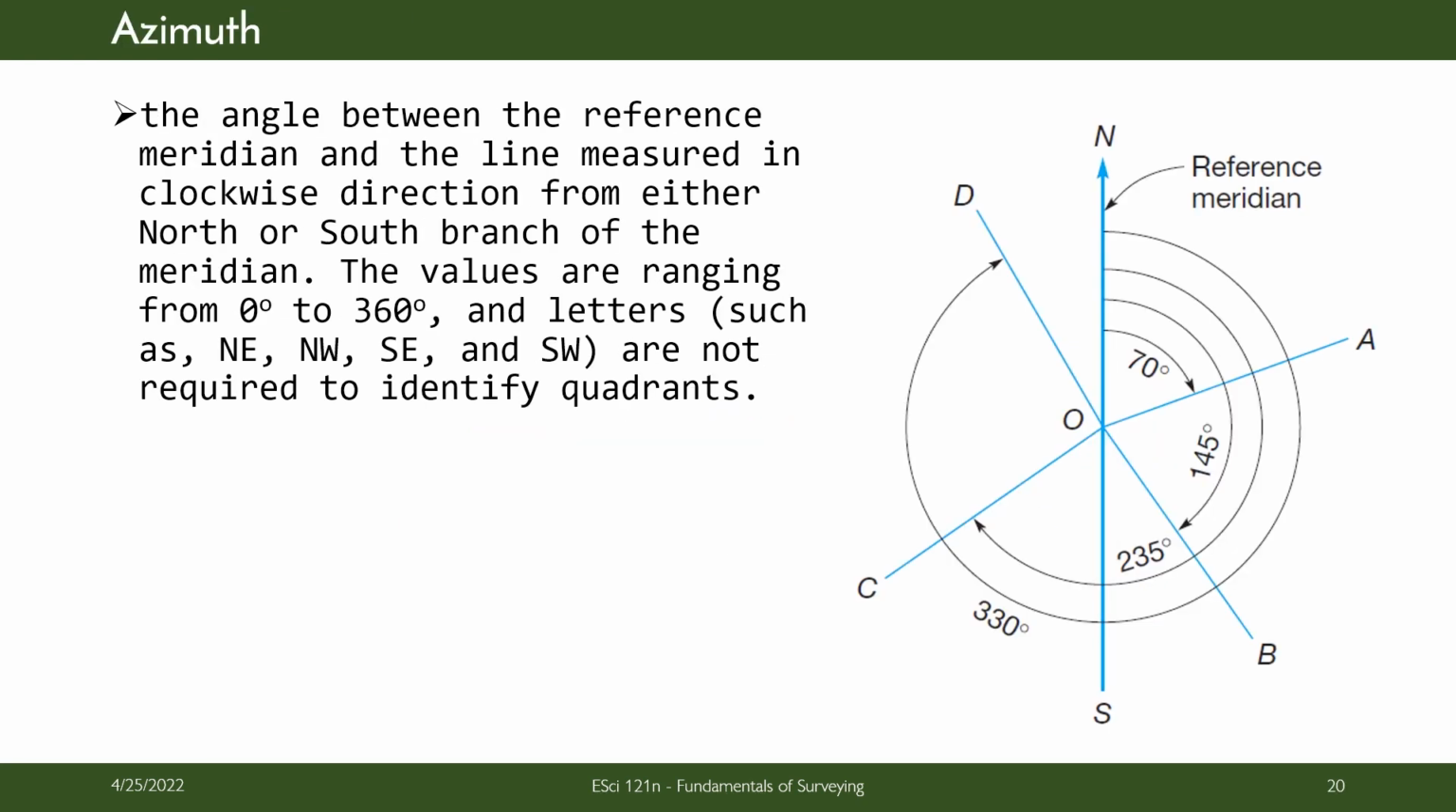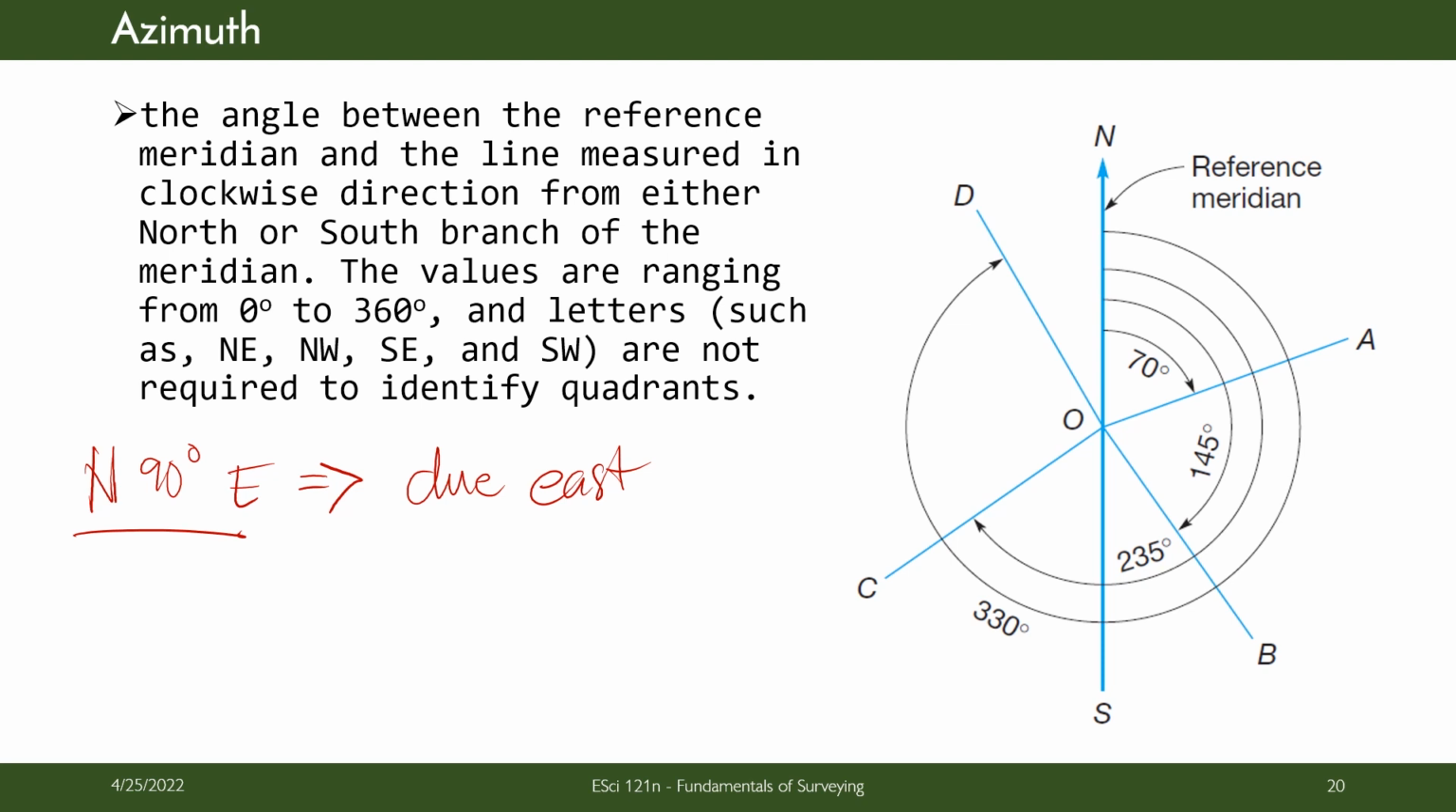So next we have the azimuth. The azimuth is the angle between the reference meridian and the line, measured in clockwise direction from either the north or south branch of the meridian. The values range from 0 to 360 degrees, and letters such as northeast, northwest, southeast, and southwest are not required to identify quadrants. For the bearing, if the angle is north 90 degrees east, that would be equivalent to due east. To understand this, try to draw this bearing.